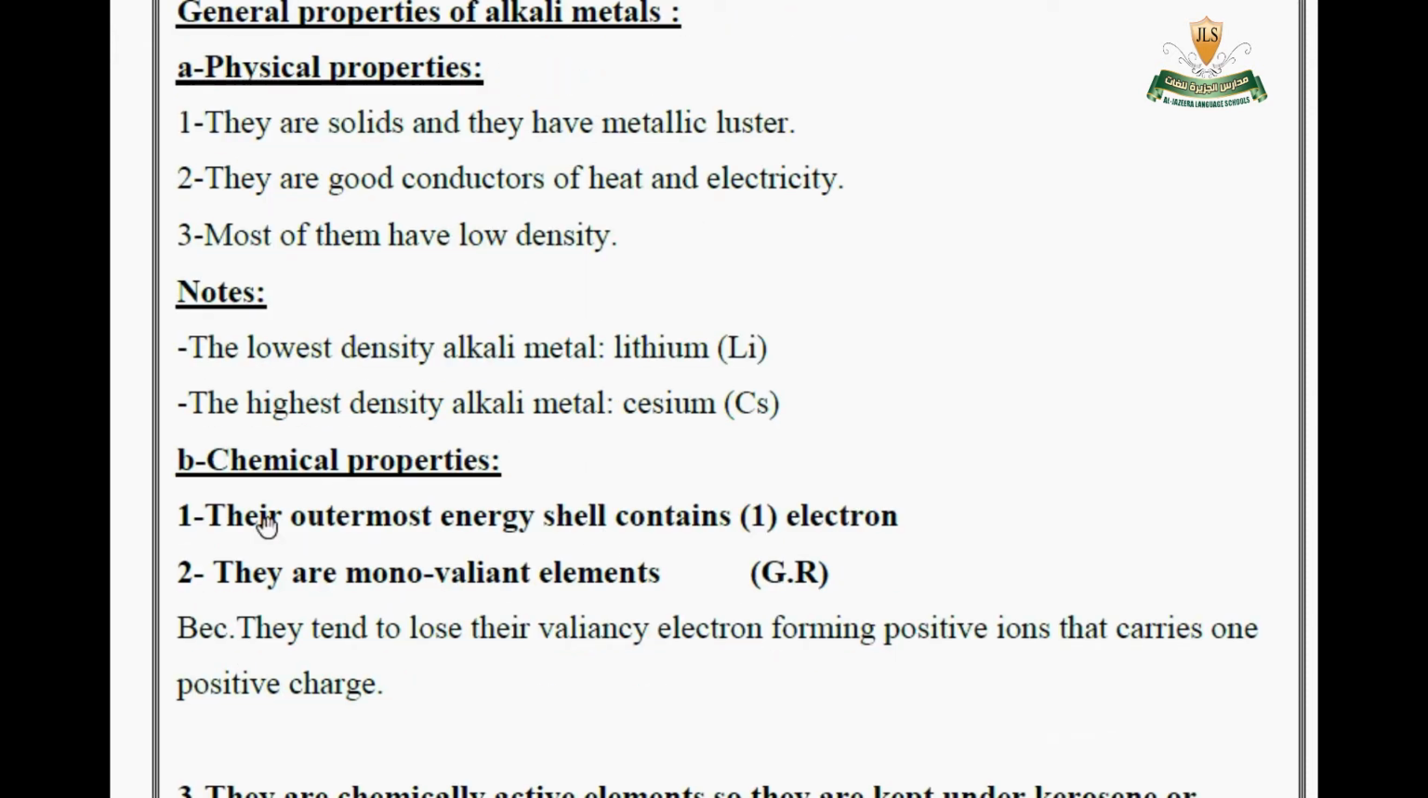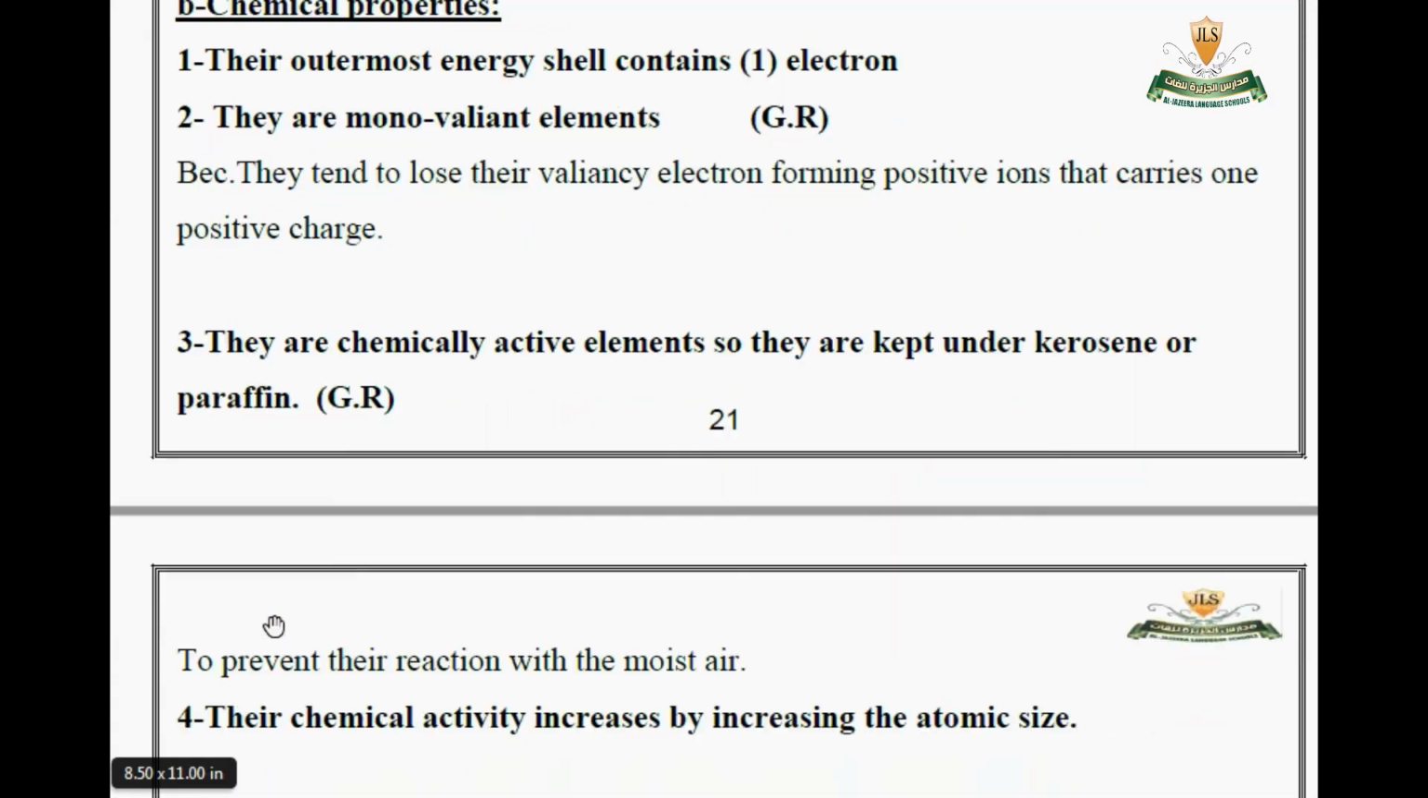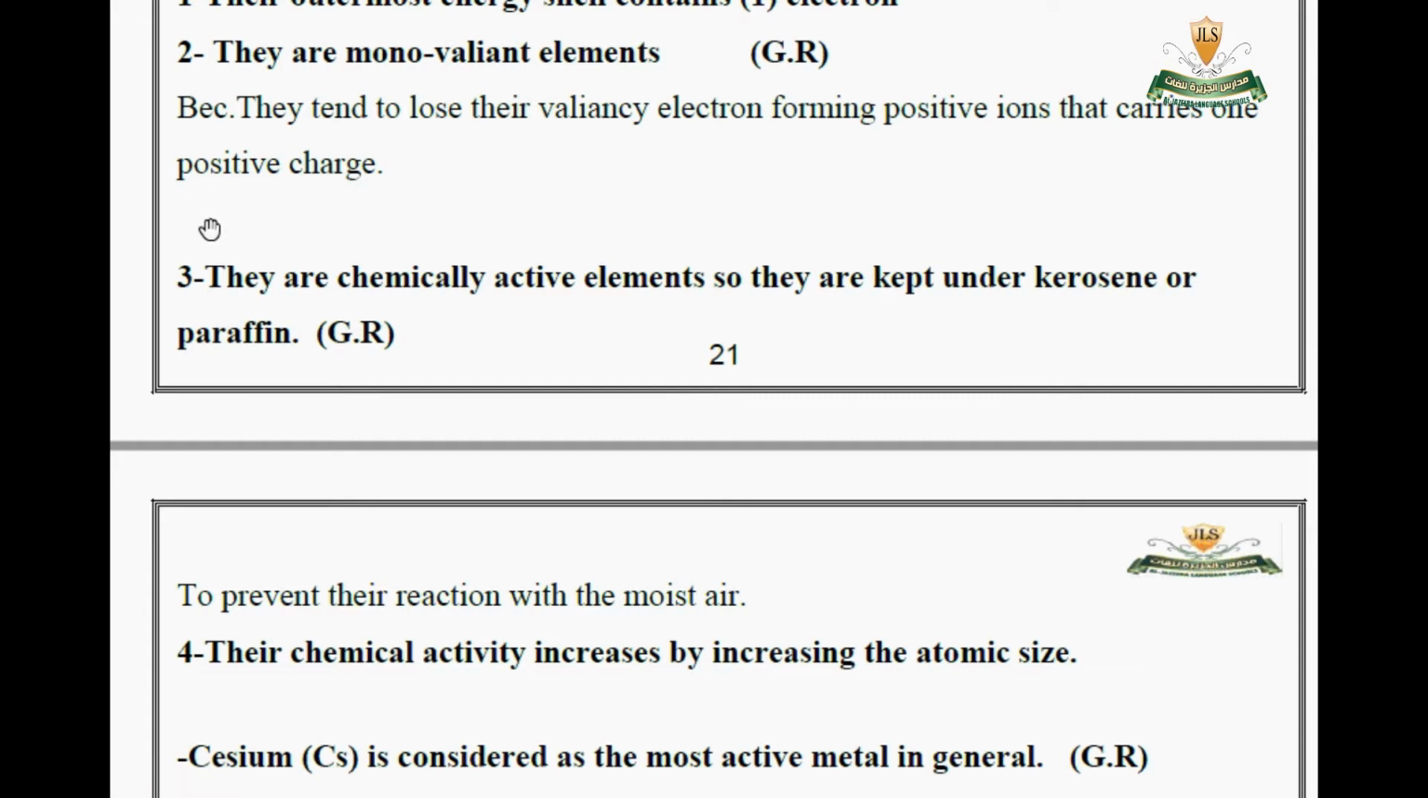Let's go to the chemical properties. Number one, their outermost energy level contains one electron. Number two, they are monovalent elements. Why? Because they tend to lose their valency electron, forming a positive ion. Number three, they are chemically active elements, so they are kept under kerosene or paraffin oil. Why? Give reason: to prevent their reaction with moist air.